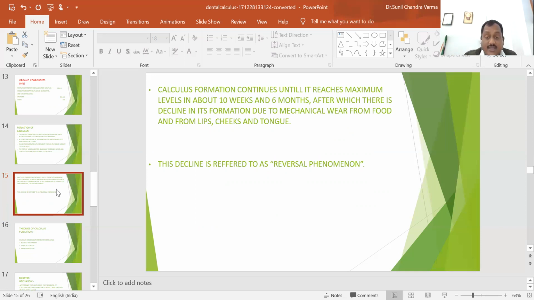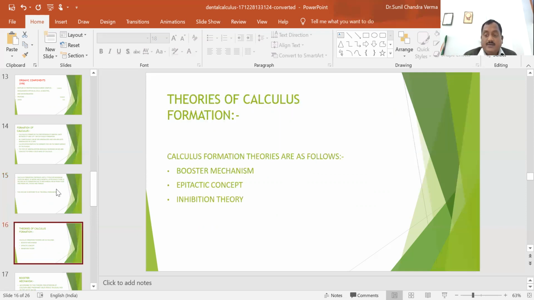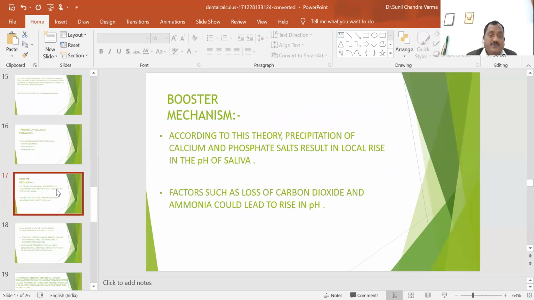This decline is referred to as reversal phenomenon. Now, how does this get deposited? There are various theories given by various scientists, but the most acceptable theories are 3: booster mechanism theory, epitactic concept, and inhibition theory. These are the 3 most acceptable theories of calculus formation.